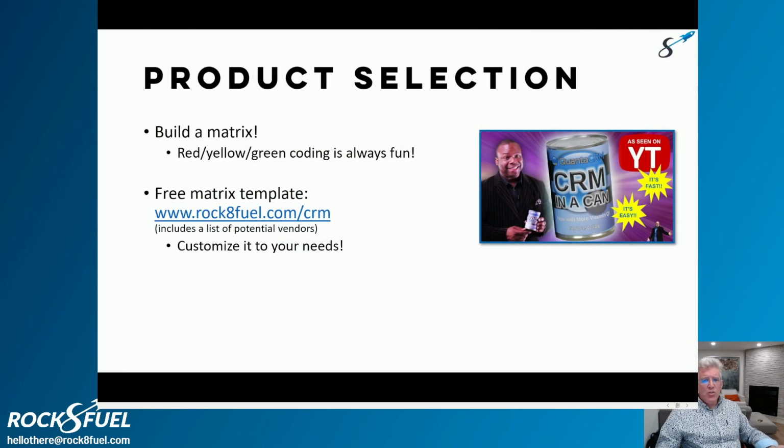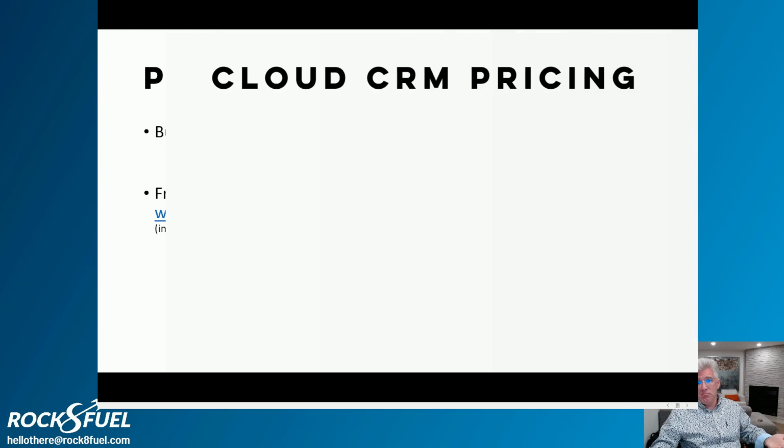Now, to select the product, and yes, there's a video on YouTube about CRM in a can, highly recommended. Go have a good chuckle. Build a matrix to select your product. I built one that you can download at this address. You can download it in Excel or Google Sheets, and you just customize it to your needs. It's basic, yet it's a really good starting point to figure out what each function of the company may actually require. So take a look at this. I hope it helps. It's also free.